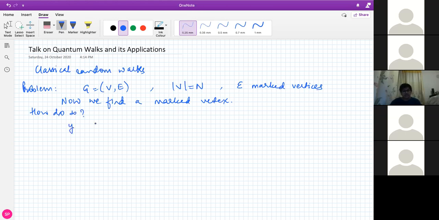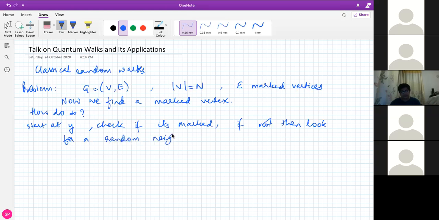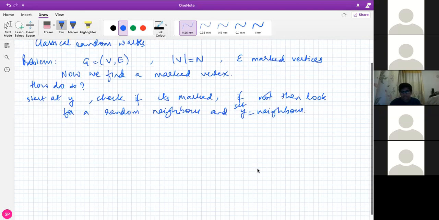So how do we do it? You can start with some specific vertex y. Check if it's marked. If it's not, then look for its neighbor, make that neighbor y, and repeat the same process. Now this process is a random walk.